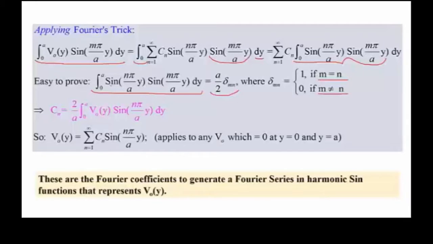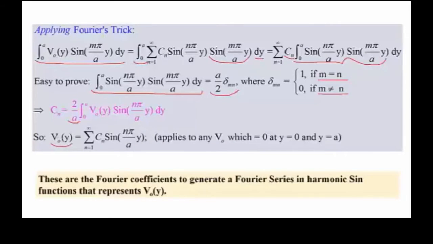What it means is that if you take this integral, the only non-zero values will be where m is equal to n. So you can now identify this c sub n up here. C sub n will just be 2 over a, right here, times the integral of v0 of y sine of n pi y over a dy. Then you can put these c sub n's into our solution for v0 of y, and that's what this is here. This is called the Fourier series of the function v0 of y. If you have an infinite number of terms, it will actually equal this function over here.